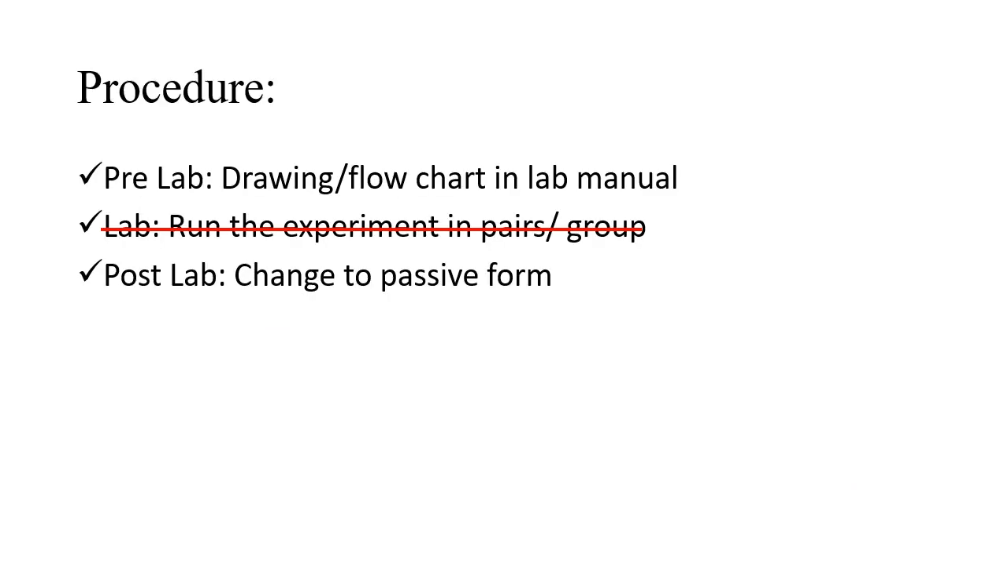Now for the procedure. For pre-lab, you have to draw the flow chart or the diagram in your lab manual. Then step 2, during lab: there's no experiment, so that step is cancelled. And then post-lab, change all the steps in your lab manual to passive form.